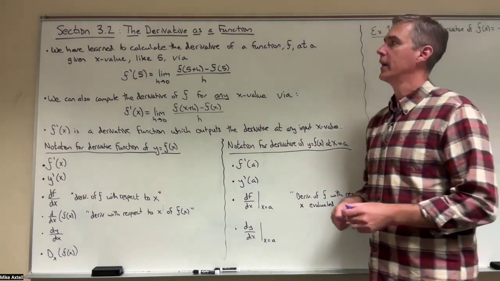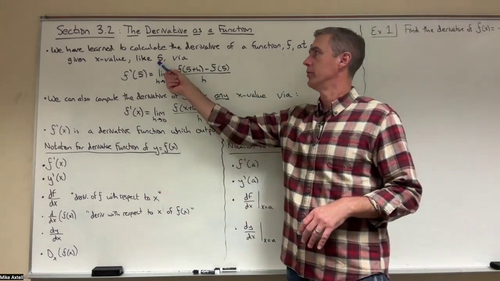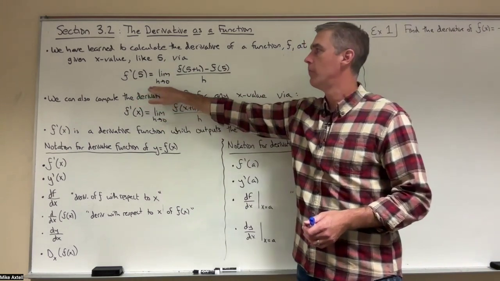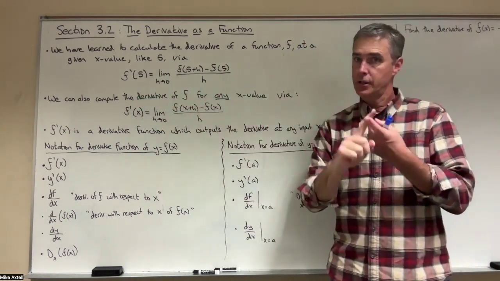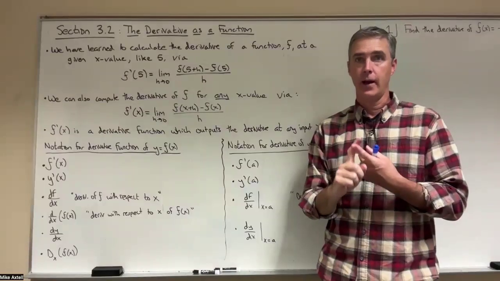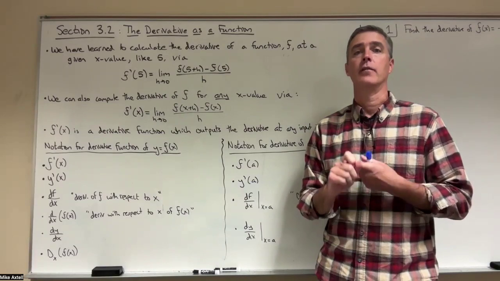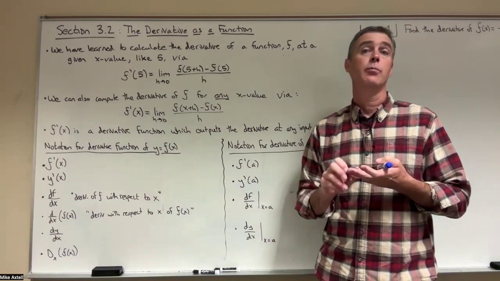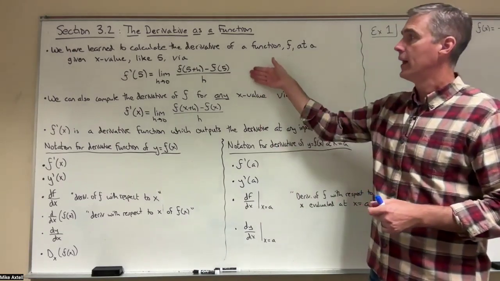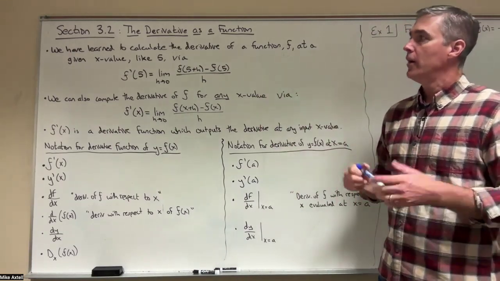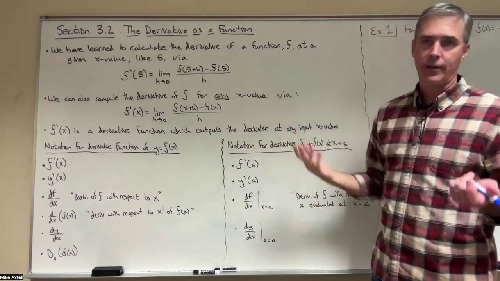Previously, we learned how to calculate the derivative of a function f at a given x value like 5 via this hopefully now familiar limit. So that told us the instantaneous rate of change of f at x equals 5. It told us the slope of the tangent line to the graph of f at x equals 5. It told us the slope of the graph of f at x equals 5, all right? So we've had a lot of practice working with that. Now, if I calculate f prime of 5 like this, I can crank out an answer probably.